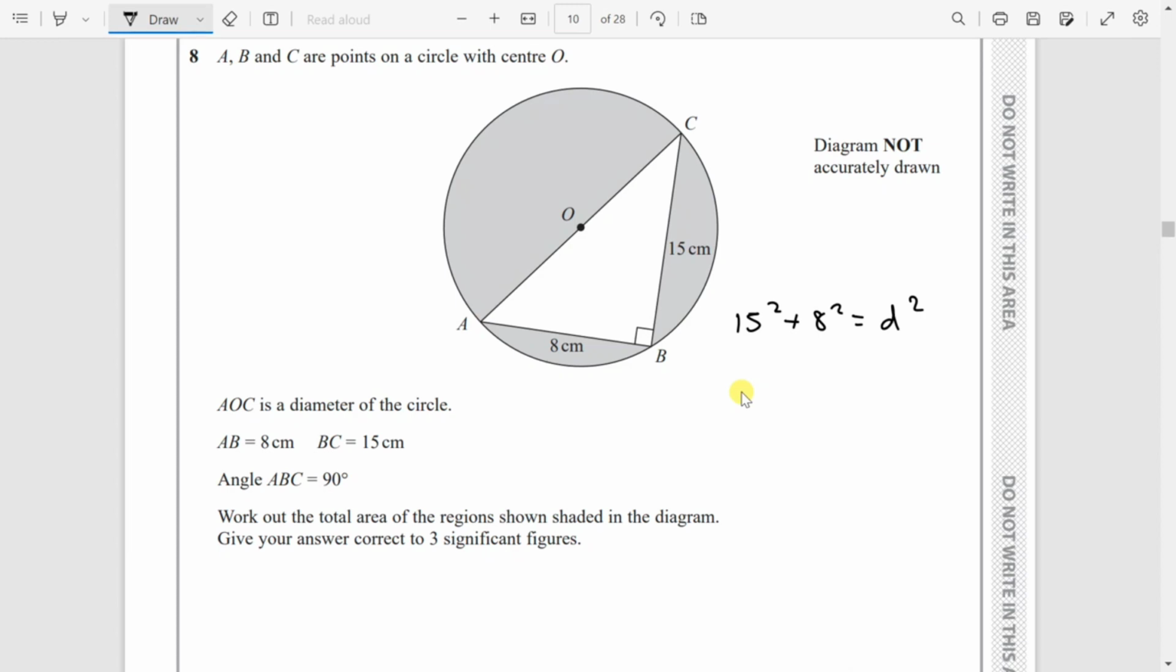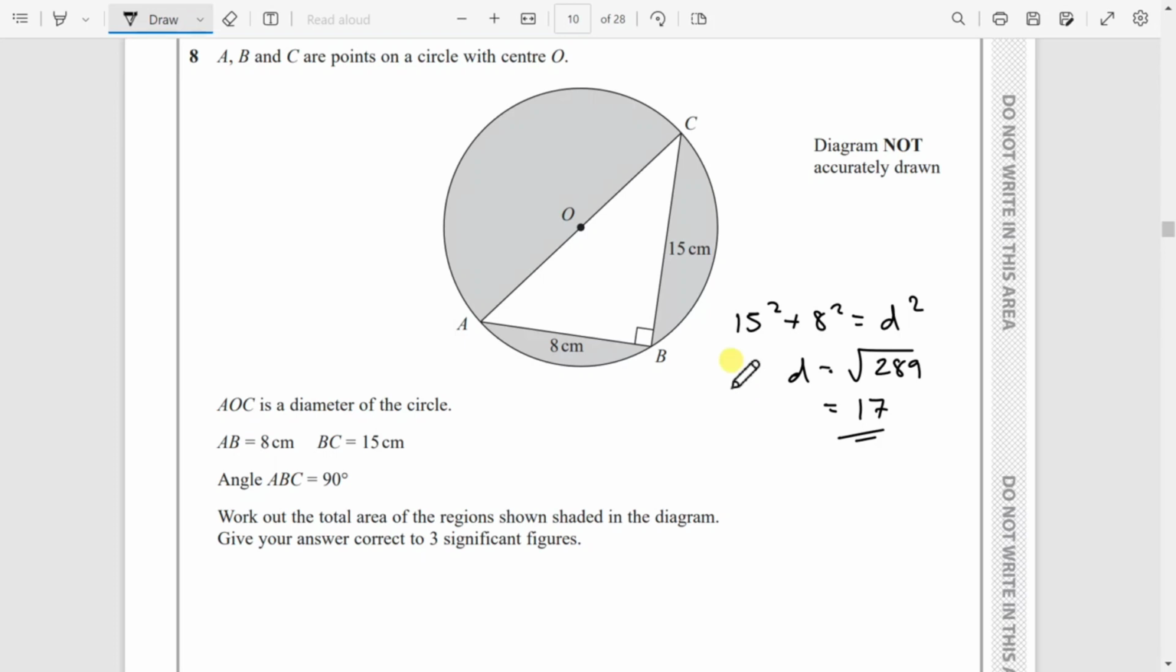Now work this out. So put this in your calculator, guys. 15 squared and 8 squared. And remember to square root your answer, yeah? So you're going to get the square root. So d is going to be the square root of 289 in your calculator, which is just 17. That means the diameter is 17.